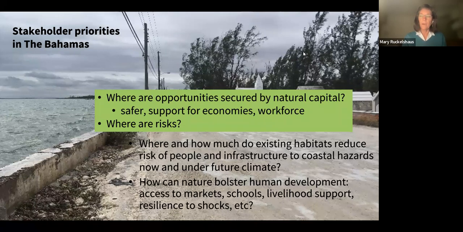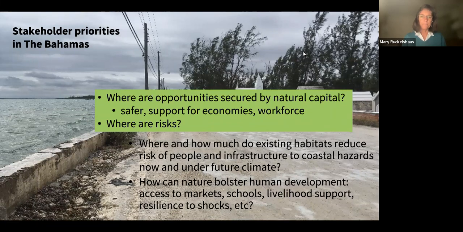So if you have enterprises or assets in the Bahamas, where is natural capital making those assets and your people, your workforce, safer, and where can they support economies? And secondarily, where are the risks, because natural capital is itself under threat or not functioning properly?